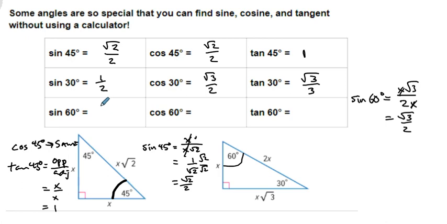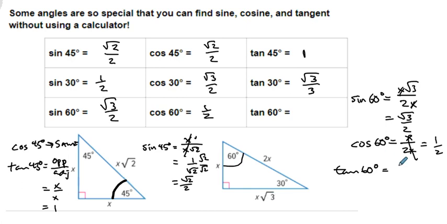So I think you can kind of see where this is going. When we do cosine, make a prediction and see if you know what we're going to get. Cosine of 60 degrees is x over 2x, because this is your adjacent side, and that's your hypotenuse. X over 2x gives you 1/2, because your x's cancel. And then the tangent of 60 degrees is going to be a little more agreeable this time. We have the opposite, which is x times the square root of 3 over x. Your x's cancel, and you just get the square root of 3.